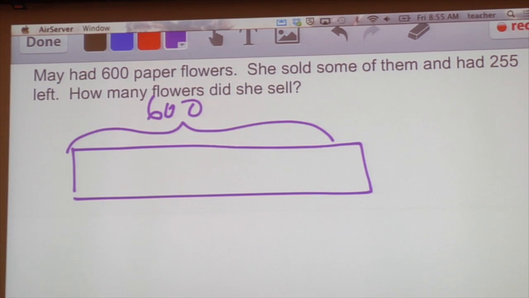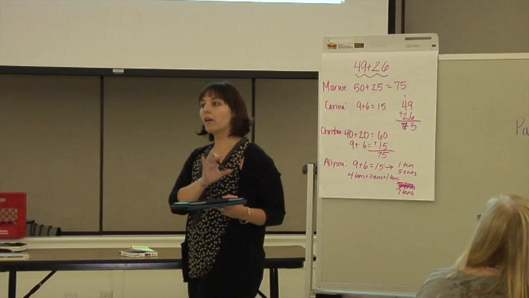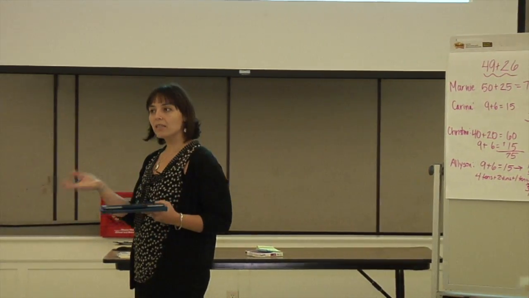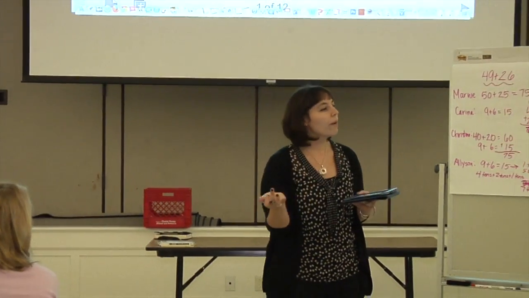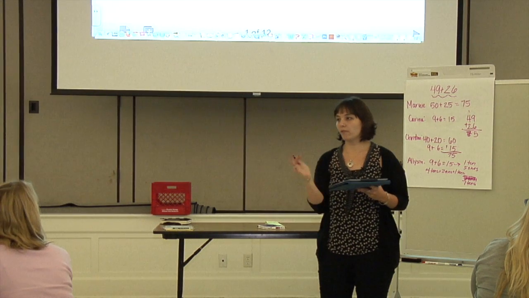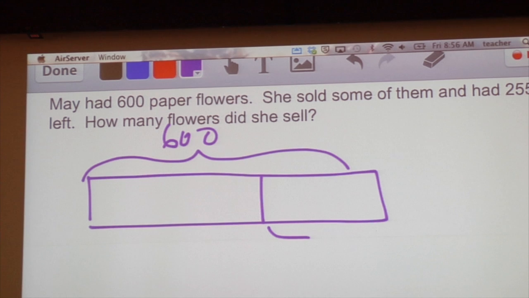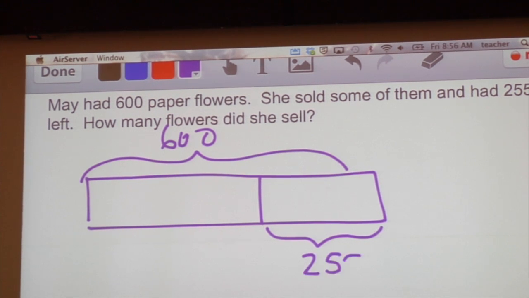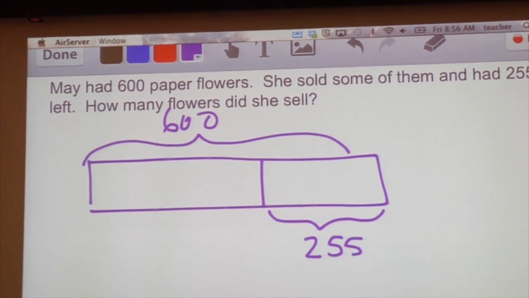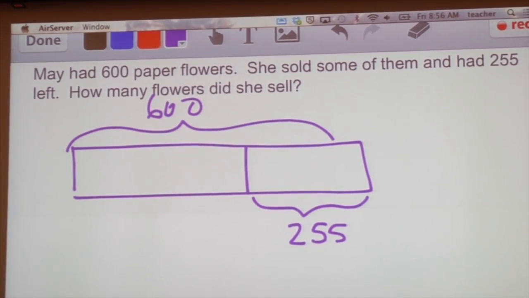Now, it tells me she sold some and she had some. So how many parts am I going to break this bar into? Great. And are they the same size? No. So I want to try to be within reason, estimate about how much. I want those bars to make sense in terms of the distribution. So she sold some, we don't know how many, and she had 250 left. Well, that's a little bit less than half. So I'm going to mark off and say that's what she sold.